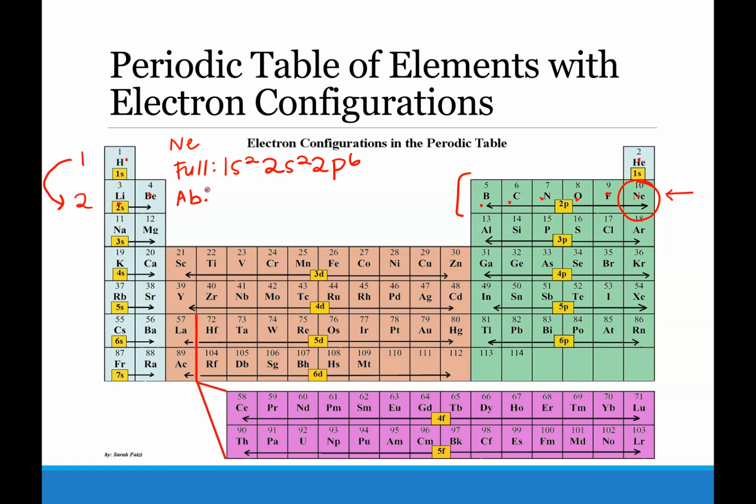The abbreviated configuration, the first thing you're going to do is draw an open bracket. And we're going to go to group 8, which is this group right here. That's going to be our noble gases. And we're going to go to the row that's directly above the row that our element of interest is in. So we're going to go back up to 1.